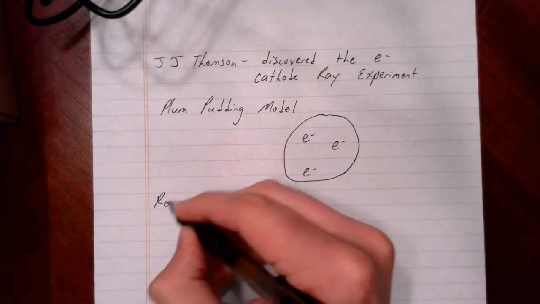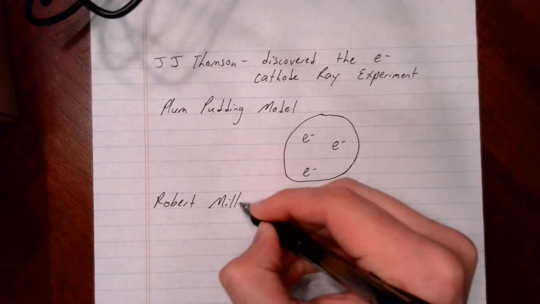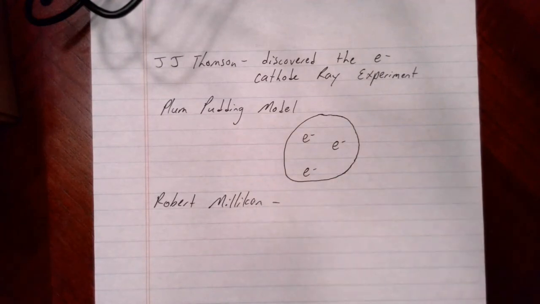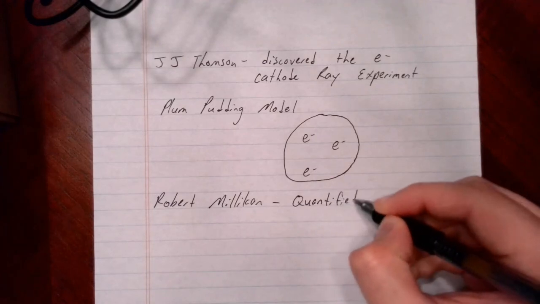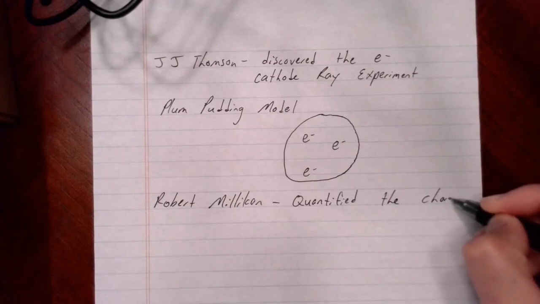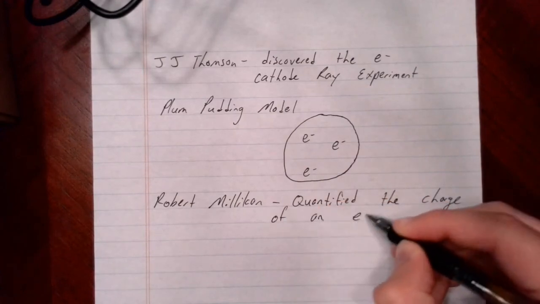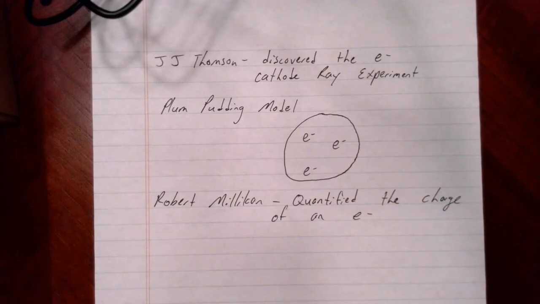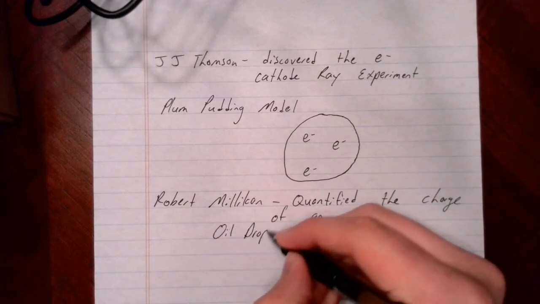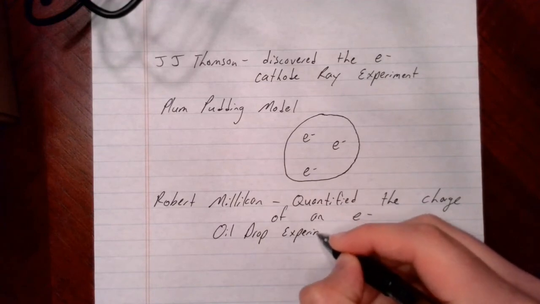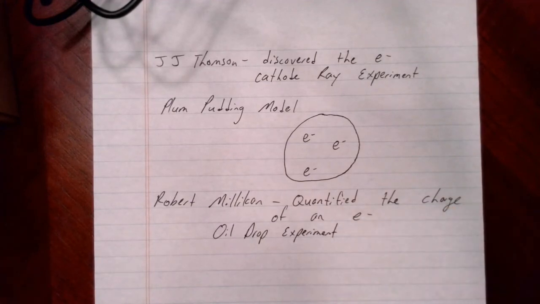So then let's talk about Robert Millikan. What Robert Millikan did is he quantified the charge of an electron. J.J. Thomson discovered that there is in fact an electron, and it does in fact have a negative charge, but Millikan was able to actually calculate the numerical charge of an electron, and he did this using his famous oil drop experiment. And there will be another separate video really diving deep into the oil drop experiment and how it worked.